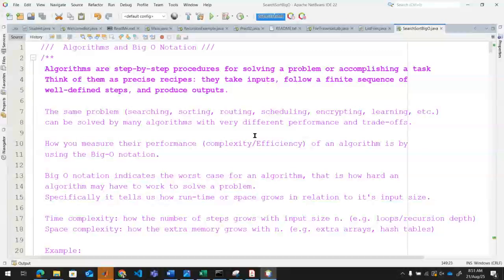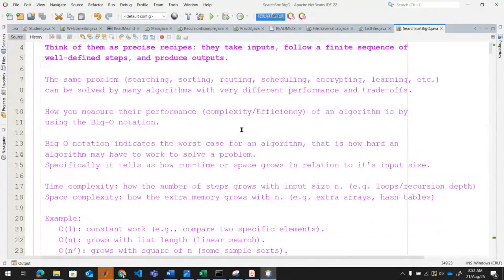But in this case, even though algorithms can be expressed in pseudocode, where we have instructions that tell you what happens step by step, efficiency is what we now call into question in this study, right? So the same problem can be approached in any number of ways, whether you're doing searching or sorting or routing or scheduling, encrypting, learning, whatever it is. But the algorithms will have different approaches, therefore different performance and different trade-offs. What we try to look at is how you measure efficiency, or rather performance, and that's based on complexity and efficiency.